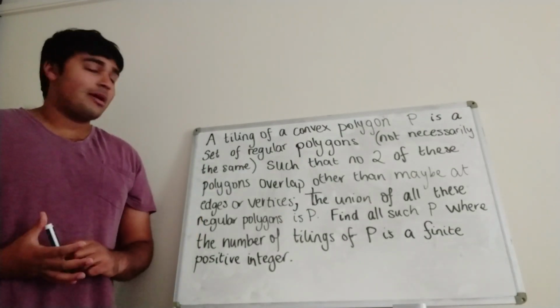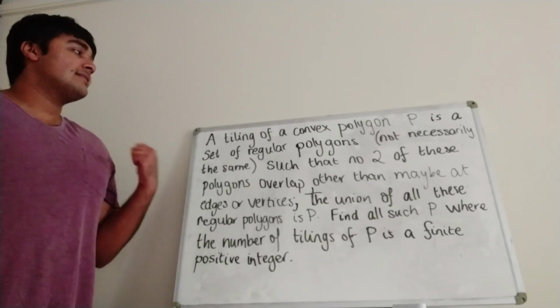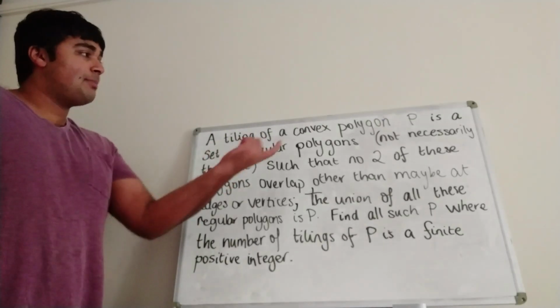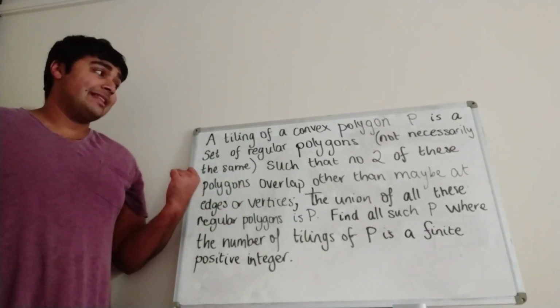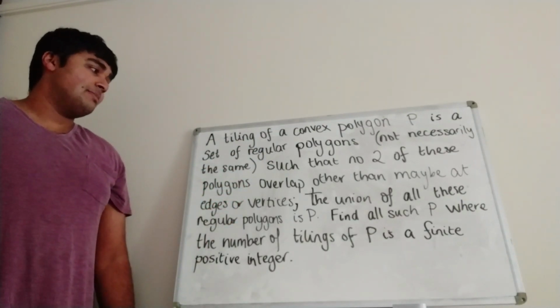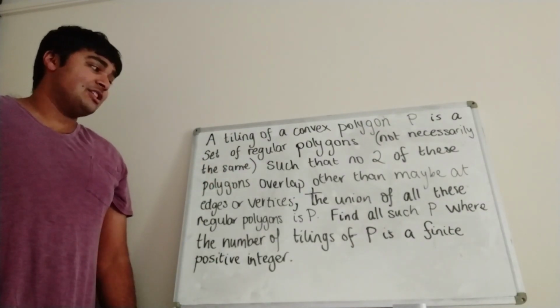Anyway, this is the problem I'm going to be tackling today, and it's kind of a geometry problem. We say that a tiling of a convex polygon P is a set of regular polygons, which are not necessarily the same, such that no two of these polygons overlap, other than maybe at edges or vertices.